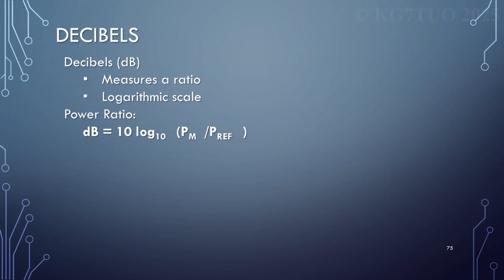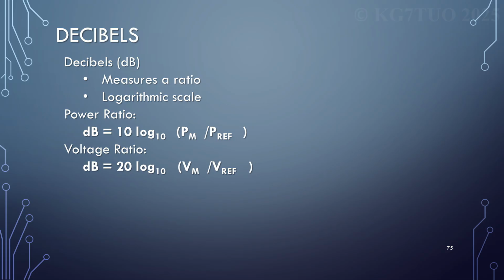P sub m divided by P sub reference. But we're showing you this and the 10 log 10, because there's also 20 log. Next line: voltage ratio. This decibels is 20 log 10 of V sub M divided by V sub ref. So voltage winds up being an entirely different critter than wattage.